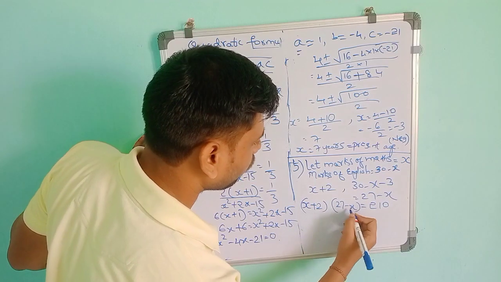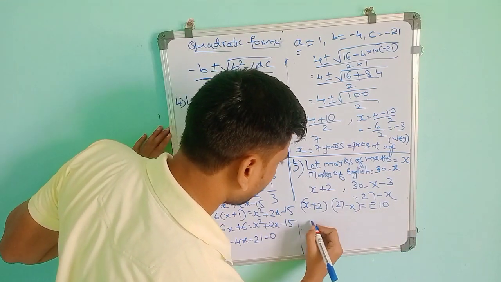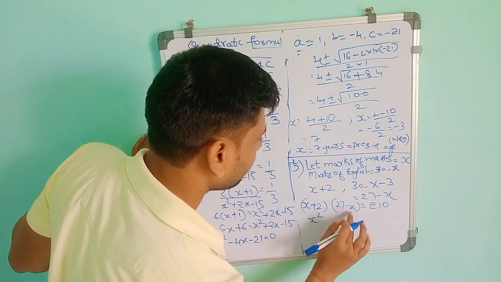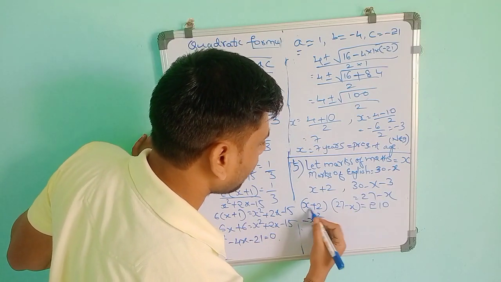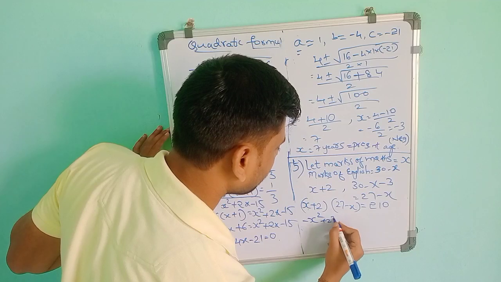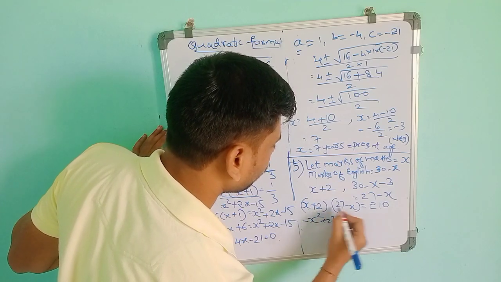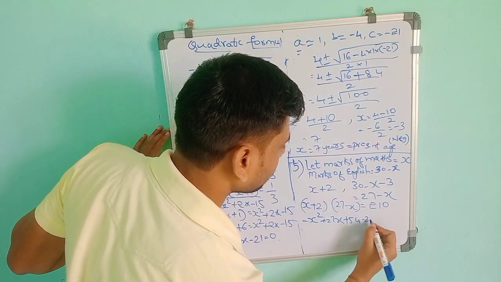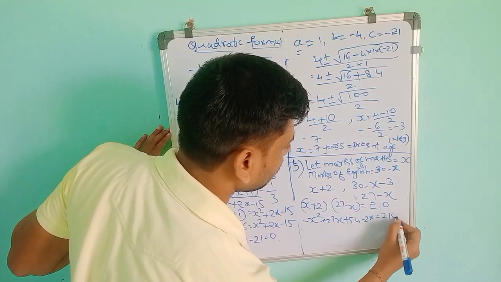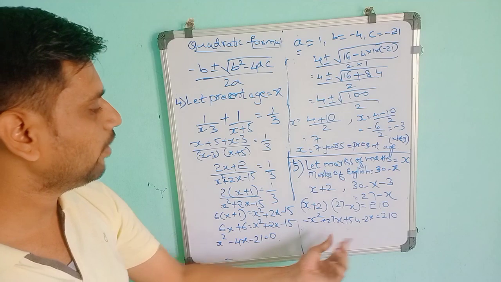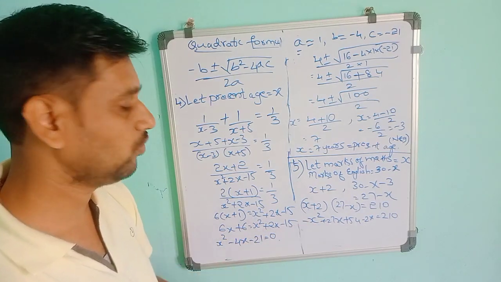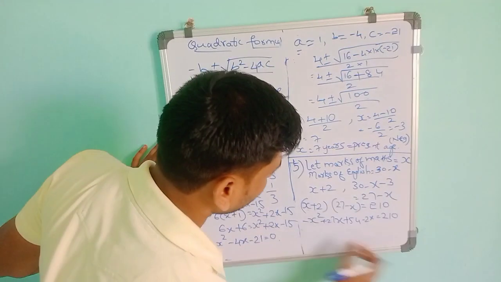So x plus 2, 27 minus x, into x. So x into x is x square, x into x is x square minus x square, x into 27 is plus 27x, then 2 into 27 is 54, 2 into x is minus 2x, this is 210. So what I told, always keep the coefficient of x square as 1. So it is here, minus is there. So shift all this to that side.